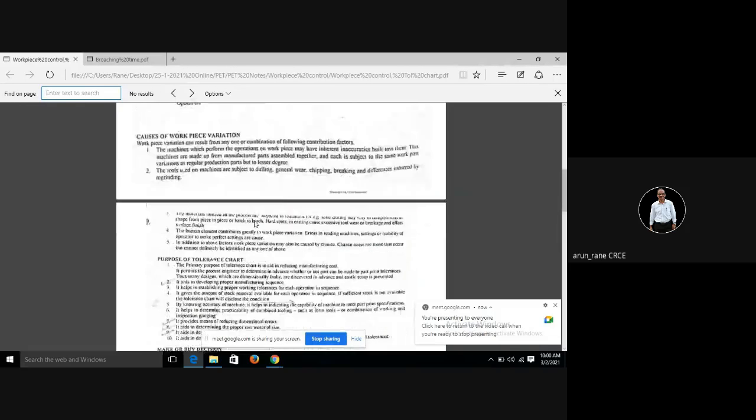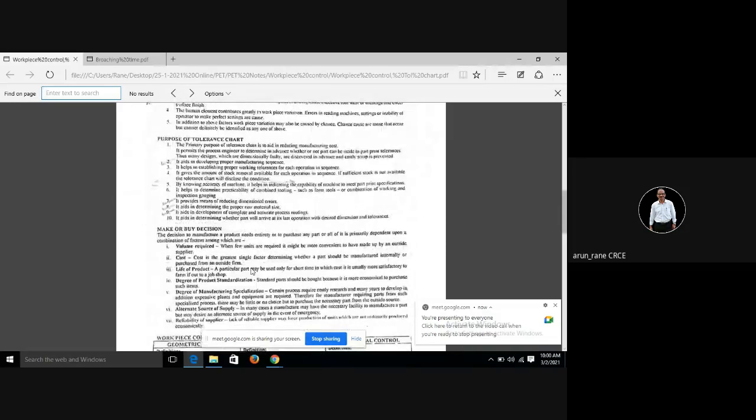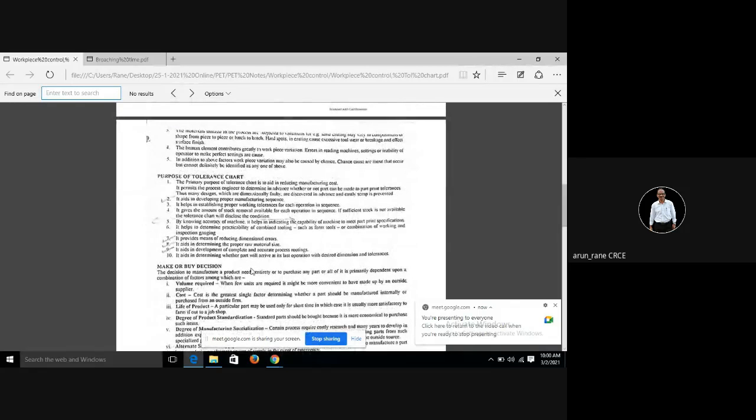So now what happens? What I was talking about is why the tolerance is required. Now we are studying another chapter, that is tolerance analysis, tolerance chart and tolerance analysis. The very first question in your mind should be: why tolerance?